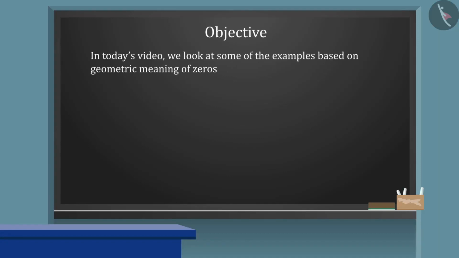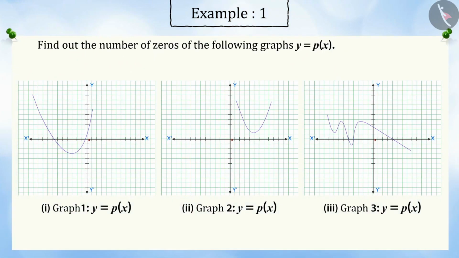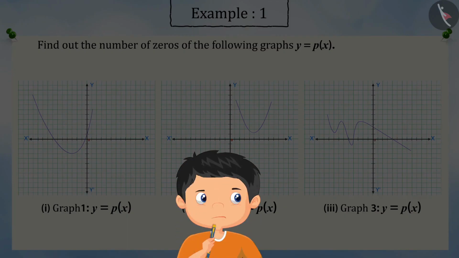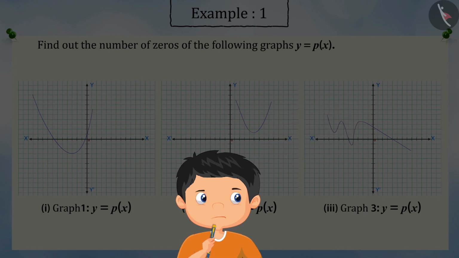In the previous video, we studied the geometric meaning of zeros of a polynomial. In today's video, we will look at some of the examples based on it. Mohan is looking at the graph of y is equal to p of x in his brother's book. And he's trying to know what would be the number of zeros of p of x. Mohan had studied this concept in his maths class. But he doesn't remember it properly. Let's try to help Mohan.